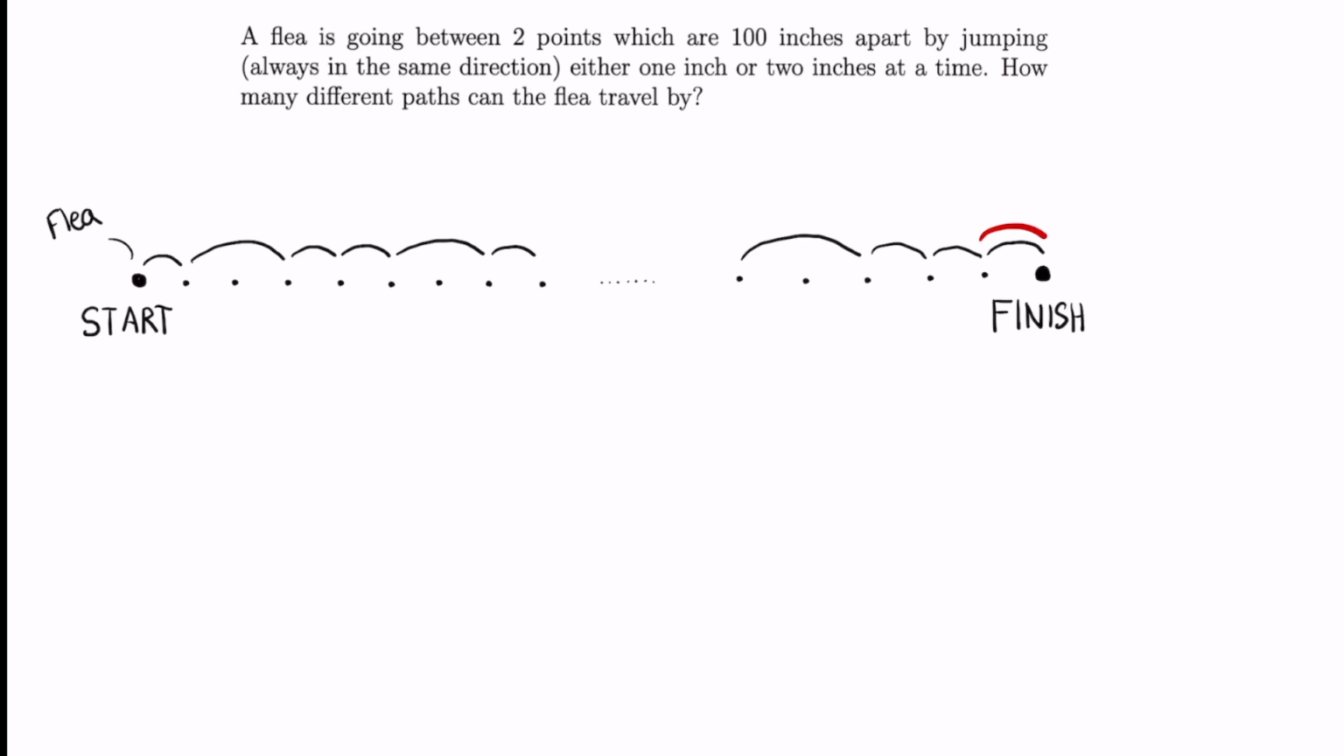Let us look at the last jump the flea takes. The last jump can either be from 1 inch or 2 inches away, and these describe different paths of the flea. Thus, let us denote f of n as the number of paths that exist when the endpoint is n inches away from the flea's starting point.